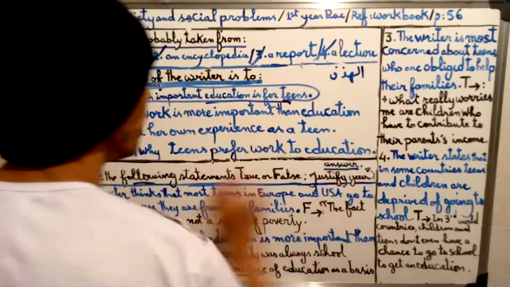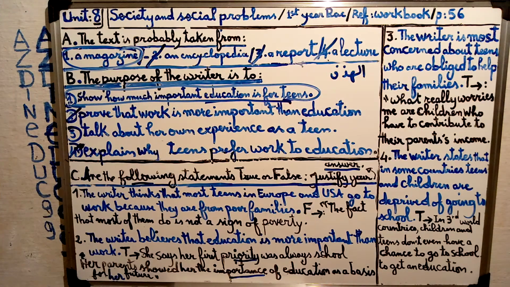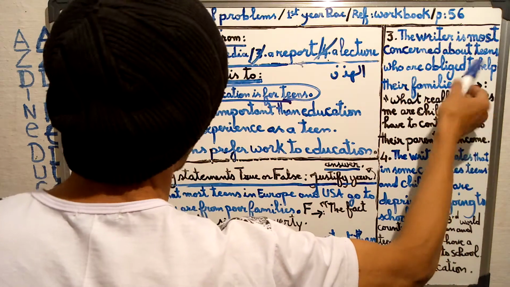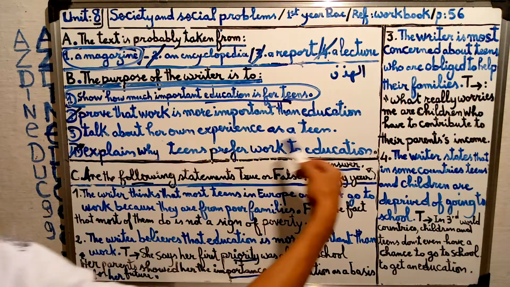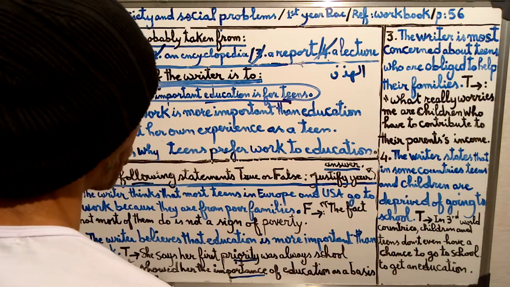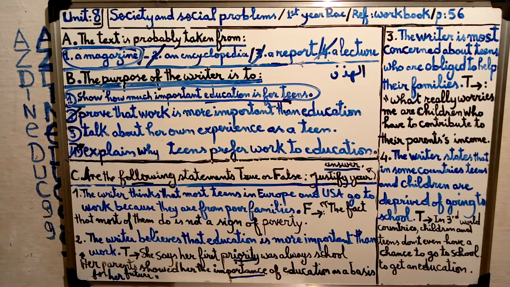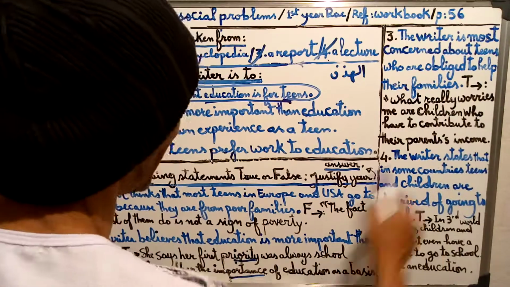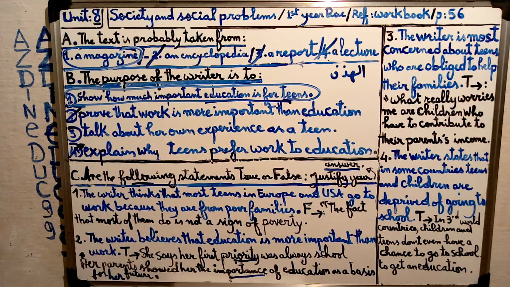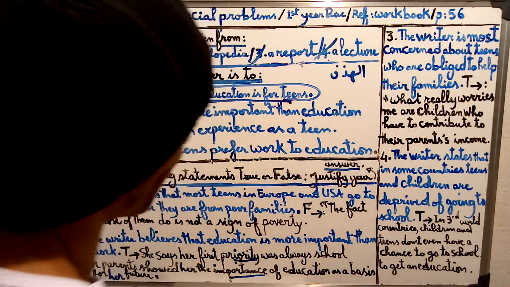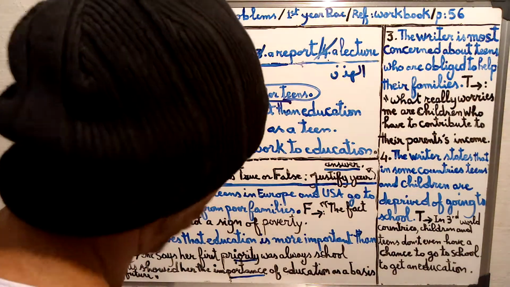Number three: the writer is most concerned about teens who are obliged to help their families. فهذه الجملة صحيح, true. Why? We quote, she said: what really worries me are children who have to contribute to their parents' income. الدخل, income, هو المبلغ الذي يتقاضاه الموظفون أو العمال شهريا.